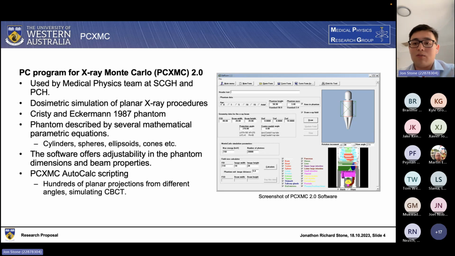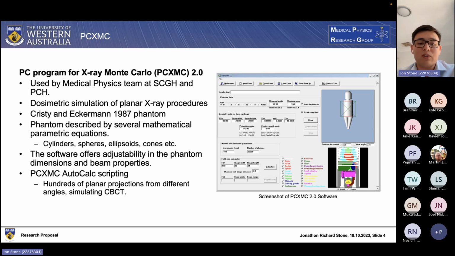The Phantom is built from the Christie and Eckermann 1987 Phantom, which is described by a series of mathematical parametric equations that essentially build volumes of cylinders, spheres, ellipsoids, etc. Not only is the whole Phantom built out of these equations, but also the individual organs themselves. For example, the ribs are built from spaced cylinders.